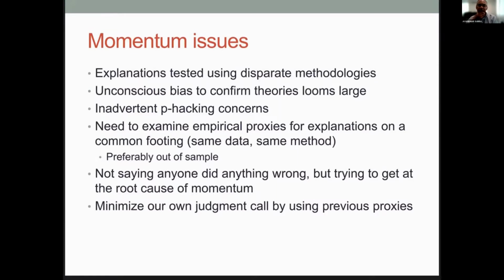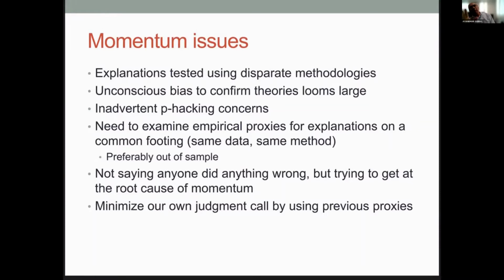And so what we see is that the explanations are being tested using different methodologies. So each explanation is tested using a different method. And there's obviously a subconscious bias to confirm the theory, which applies to the academic who actually develops the theory. If you develop a theory, you have a bias to confirm the theory. So there's inadvertent p-hacking concerns where you sort of, in some sense, look for the p that works for you, and then stop, the stopping rule, right? You get this result you want, you shut it down.